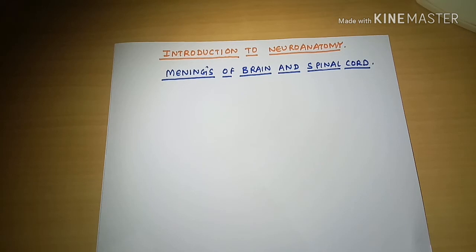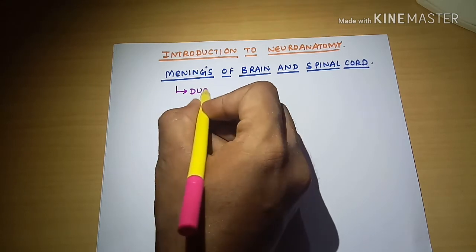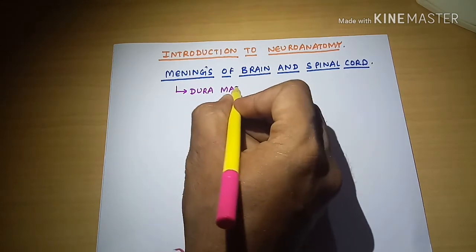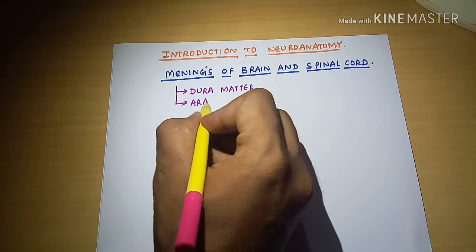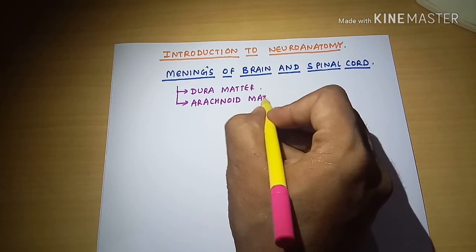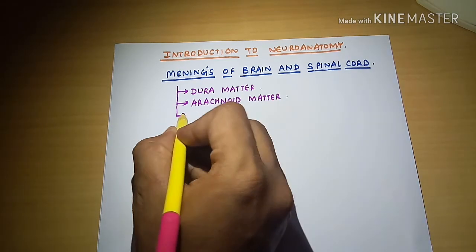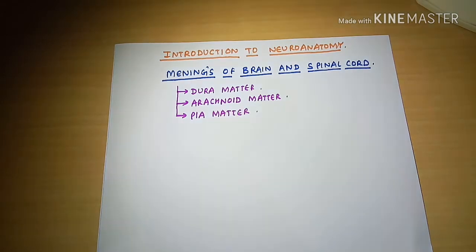In all, we have three meninges, the protective coverings of the brain and the spinal cord. The first one is the dura mater, the second one is the arachnoid mater, and the last one is the pia mater. So the three protective coverings that cover the brain and spinal cord are dura mater, arachnoid and pia mater.